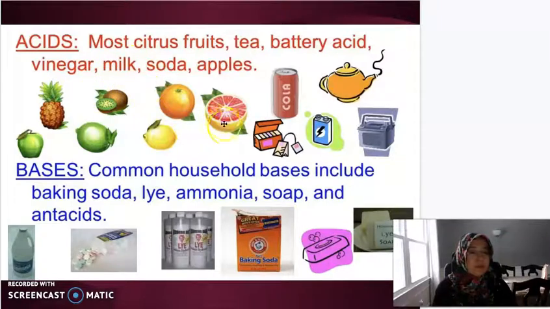Citrus fruits, tea, coffee, vinegar, even milk is acidic because of the protein, amino acids in it. Soda, apples, they have fruit acids. What are the common bases? Baking soda, lye, soap, ammonia for cleaning purposes. You can think all cleaning products are basic. Antacids for your stomach, they are all bases that we have in our house.